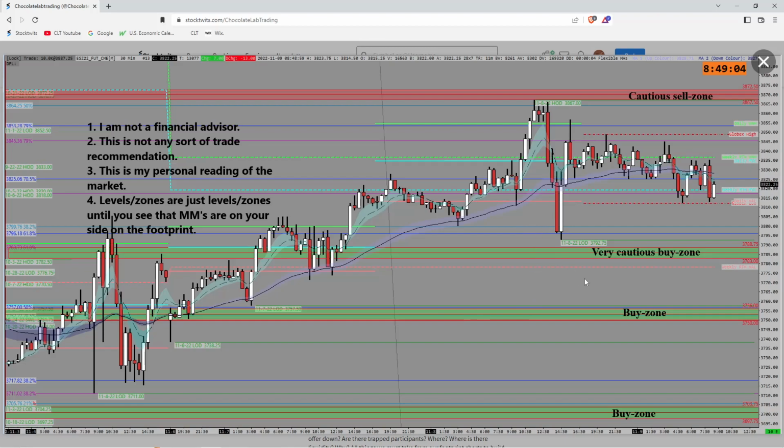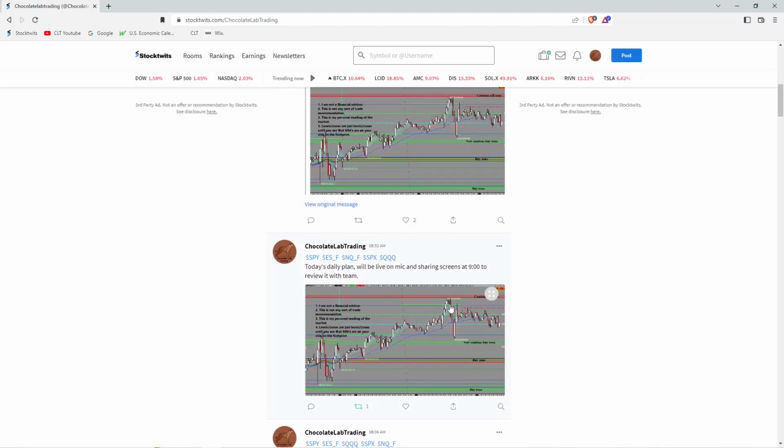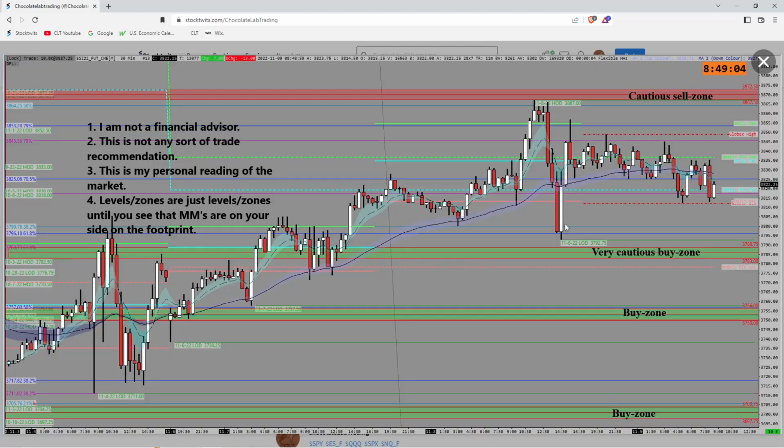And then, of course, the daily plan, right? So it is 1:55 market time. We broke the low of day, but we'll go through the intraday charts. For the majority of the intraday, this very cautious buy zone was the low of day, but we'll go over that. And then again at 9 a.m. every morning, I go live on mic and share screens to review this daily plan, talk about each level, going through what I posted, the annotated pictures, make sure people understand, and what I interpret from the footprint and the TPO to create these levels, of course.